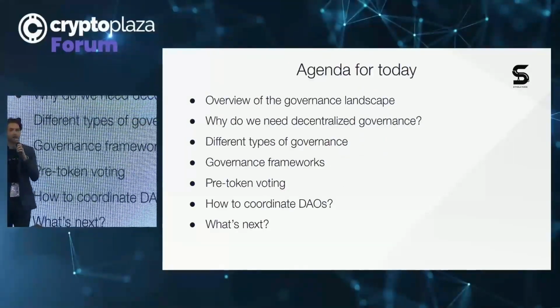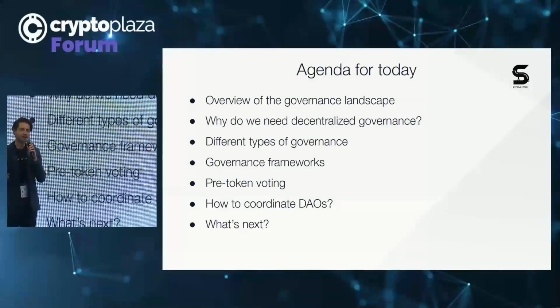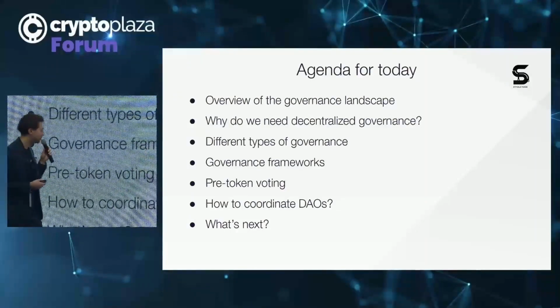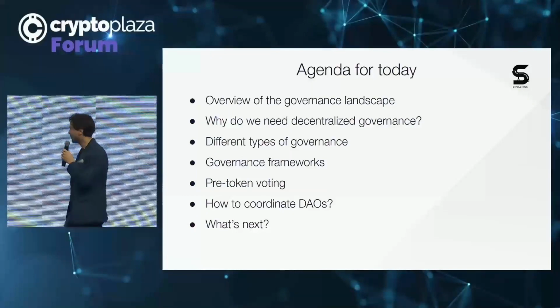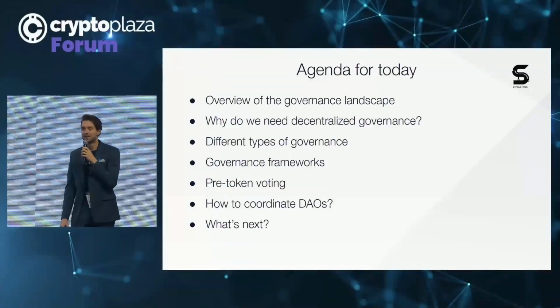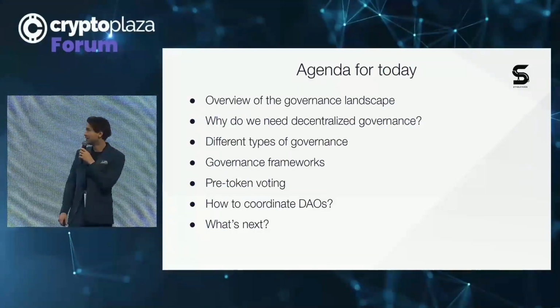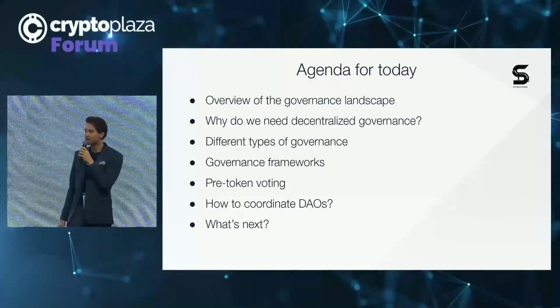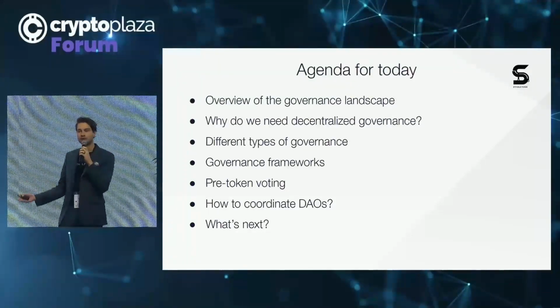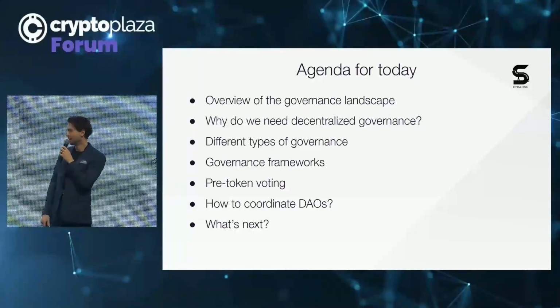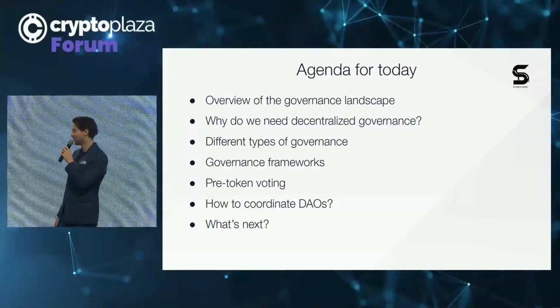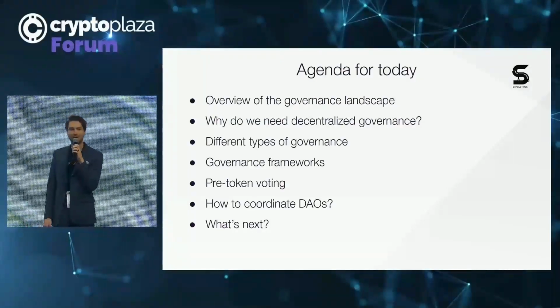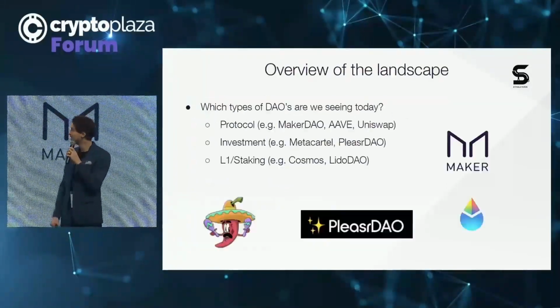I'm going to give you a little bit of an overview of the governance landscape as we see it today. We're going to go through why we need decentralized governance, the different types of governance, how to create and use governance frameworks, how to secure governance pre-token voting, and then also some DAO coordination. And then we're going to look into what's next for decentralized governance.